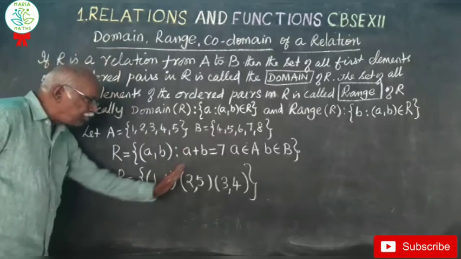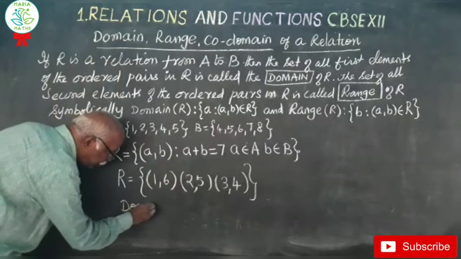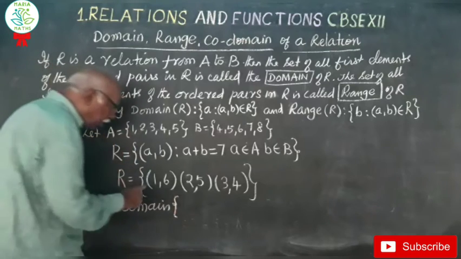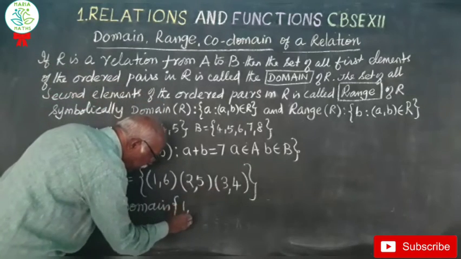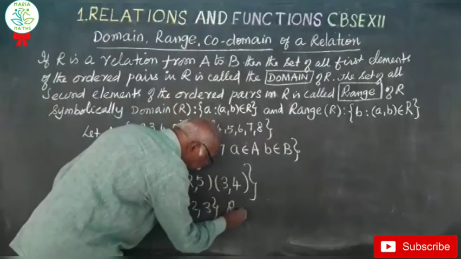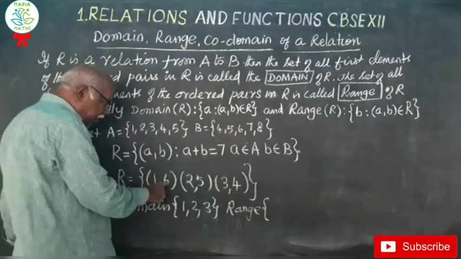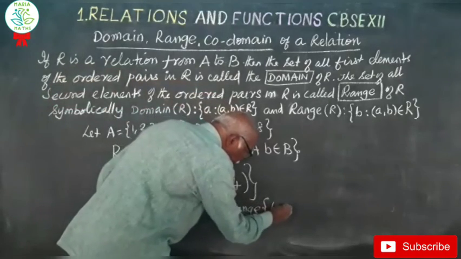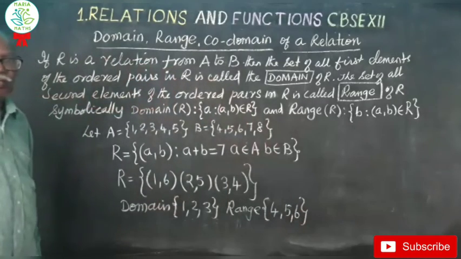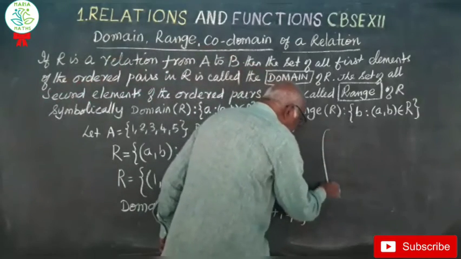Here, the first element of R is called the domain. What is the domain? It is a set. All the first elements 1, 2, 3 form the domain set. What is the range? All the second elements 6, 5 and 4. 4, 5 and 6 are the range. Now we can write it in an arrow diagram.